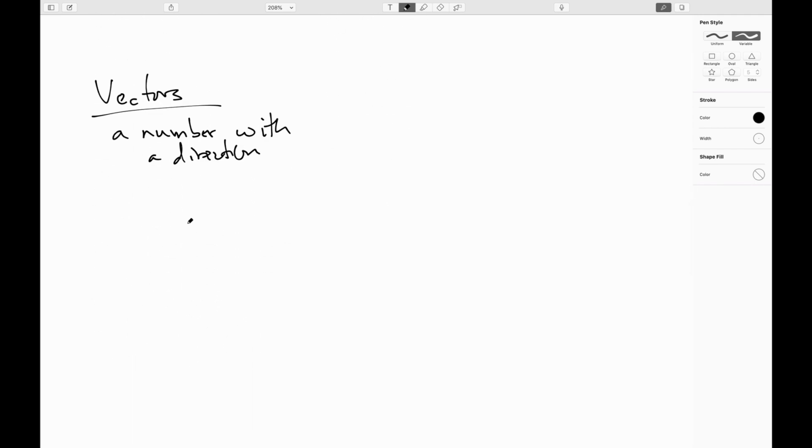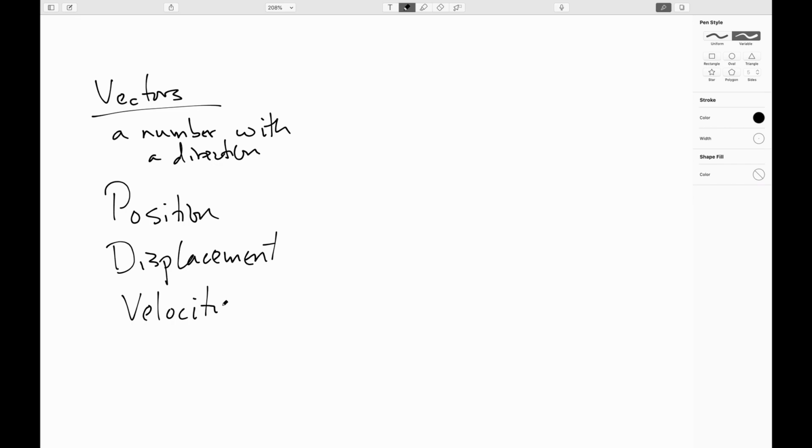And it turns out that ones that we'll be encountering pretty quickly will be position, displacement. We'll define that in a minute. Velocity. And acceleration is coming down the road in a couple of videos.